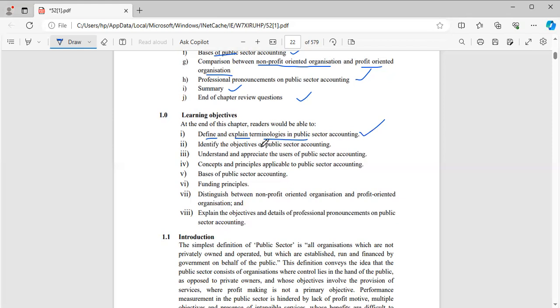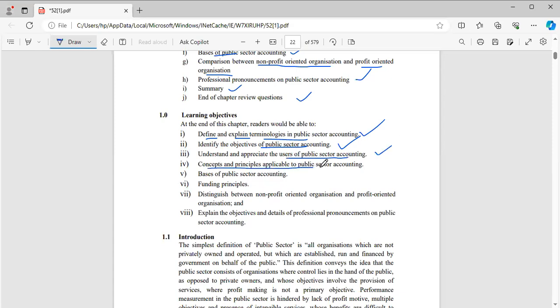You should also be able to identify the objective of public sector accounting, not objective of public sector. Please take note of that. There's a difference between the objective of public sector within an economy and what we mean by objective of public sector accounting itself. Please take note of that. Then you're also going to understand and appreciate the users of public sector accounting.